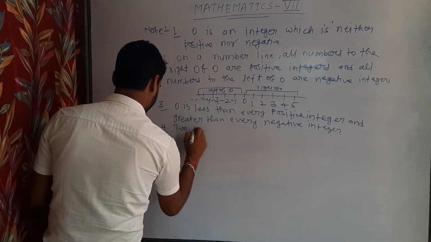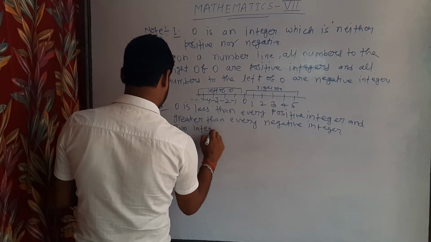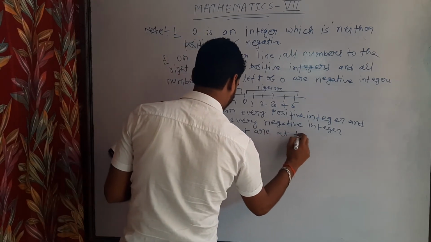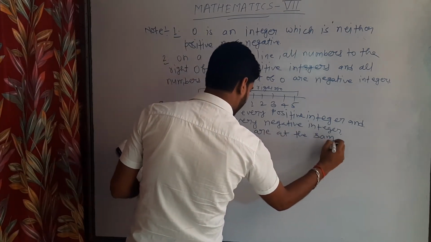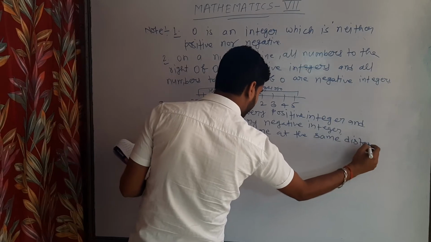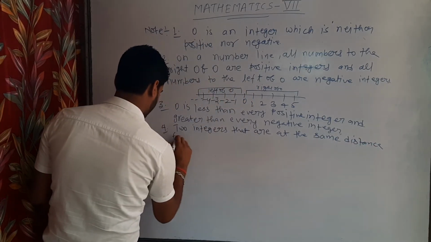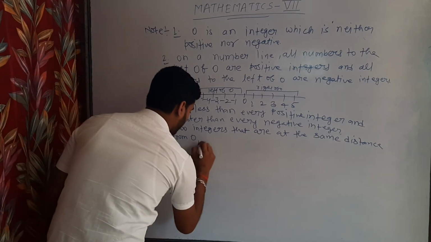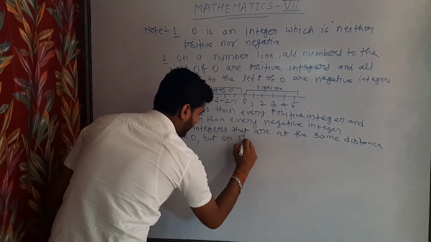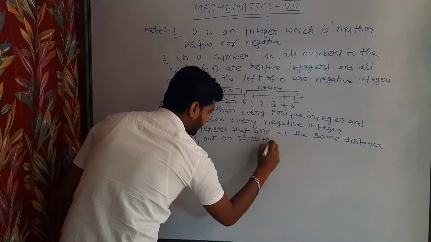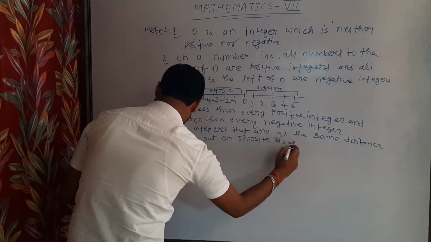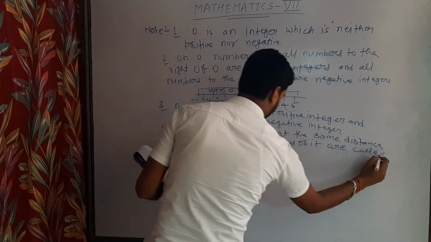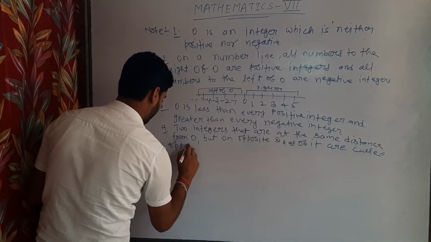Two integers that are at the same distance from 0, but on opposite sides of it, are called opposite numbers.